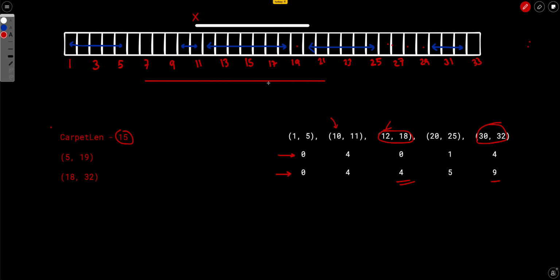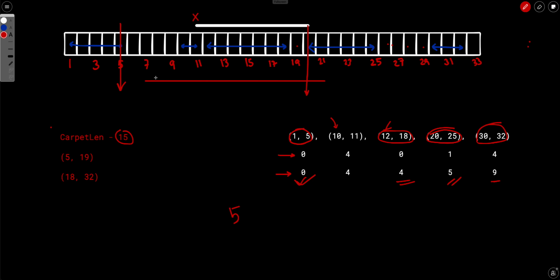So now this is the closest cell which is at the ending part, and this is the closest cell which is at the starting part. Now we can clearly see that the number of cells which are uncovered before this is 0. And the number of cells which are uncovered before 20's range is 5. So total number of cells which are uncovered is 5.